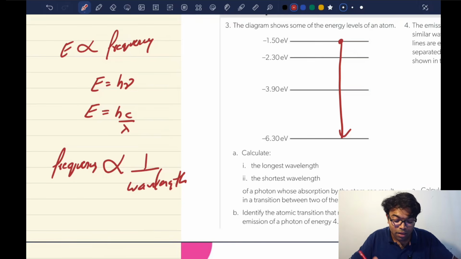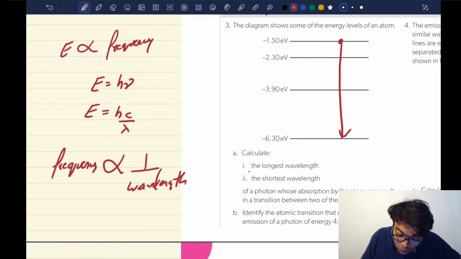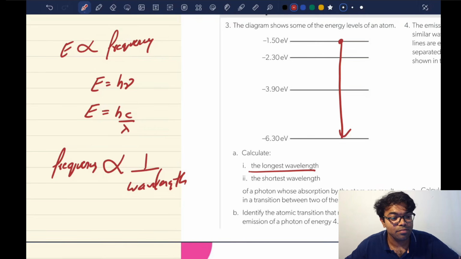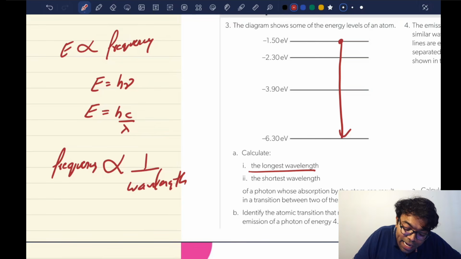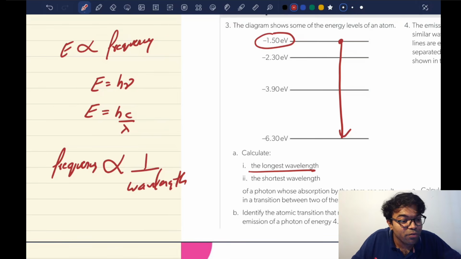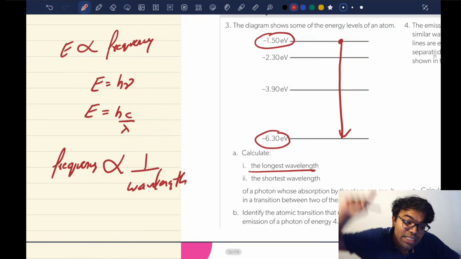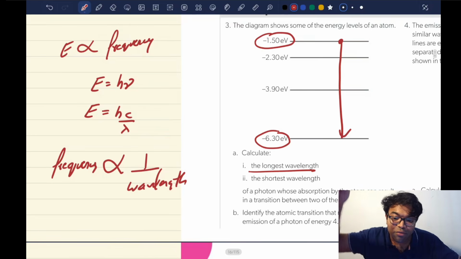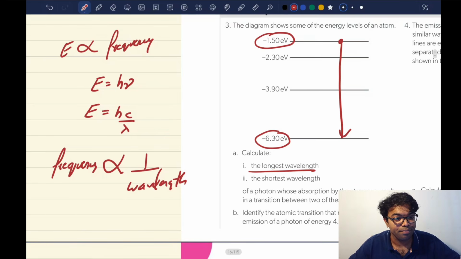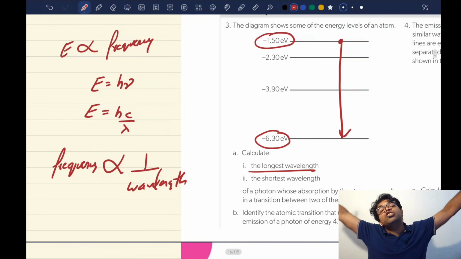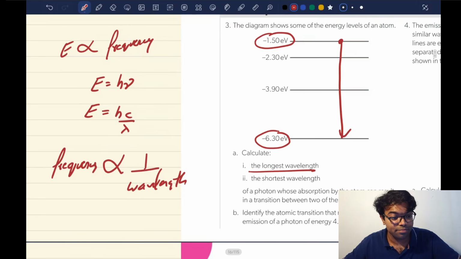So if you want to have the shortest wavelength possible, when the electron is transitioning from minus 1.5 electron volt to minus 6.3 electron volt, you will have the shortest wavelength because the energy will be maximum, the frequency will be maximum, therefore the wavelength would be minimum. If you want to have the longest wavelength, the energy should be very small.